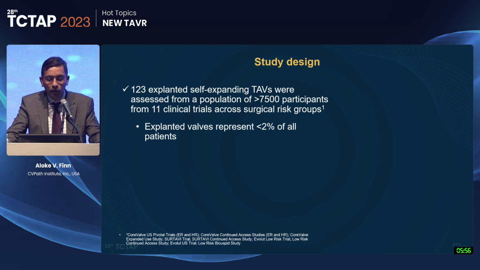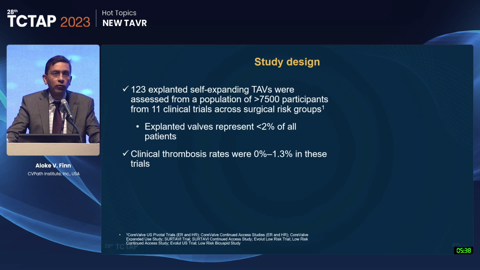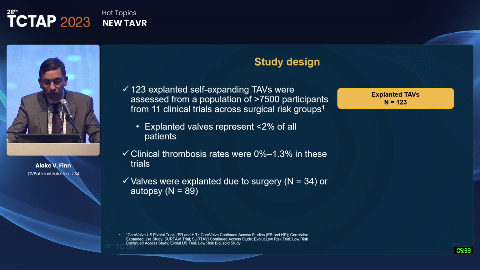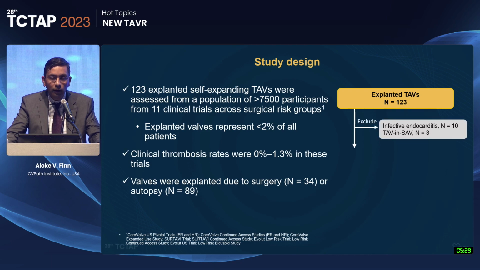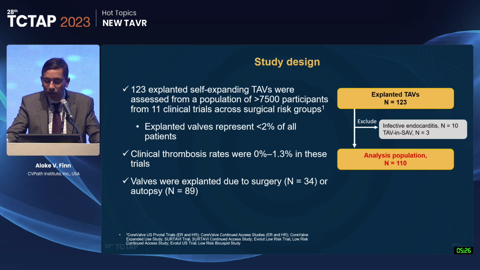Study design: we used 123 explanted self-expanding TAVs, assessed from a population of 7,500 participants from 11 clinical trials across surgical risk groups. This was done in collaboration with Medtronic. These are Medtronic valves. Explanted valves represent less than 2% of all patients. Clinical thrombosis rates were very low, 0 to 1.3% in these trials. And the valves were explanted due to surgery or autopsy, majority autopsy, I should say. So of 123 TAVRs, we excluded infective endocarditis. You can see the analysis population was 110.